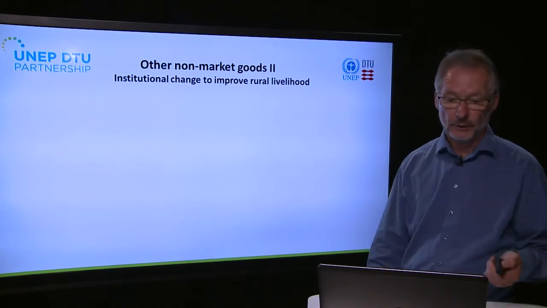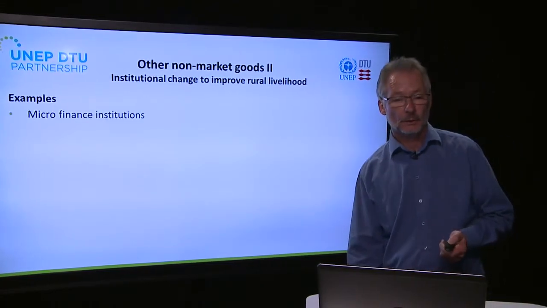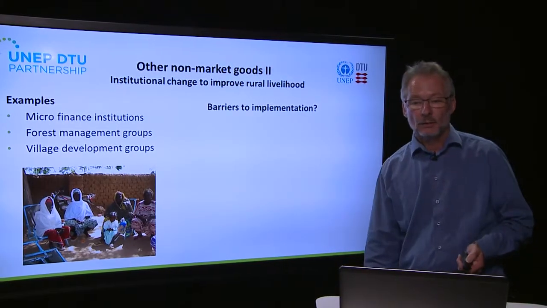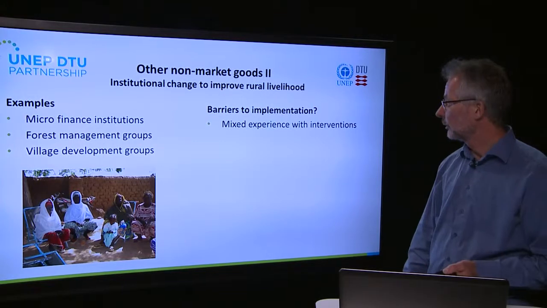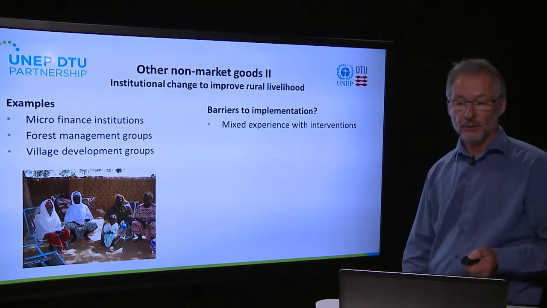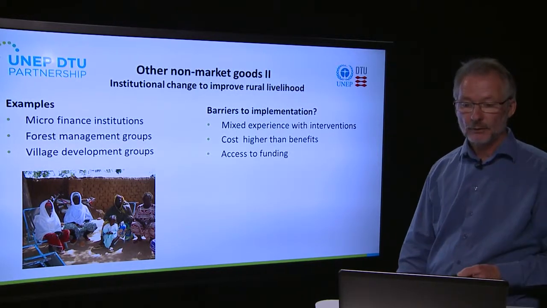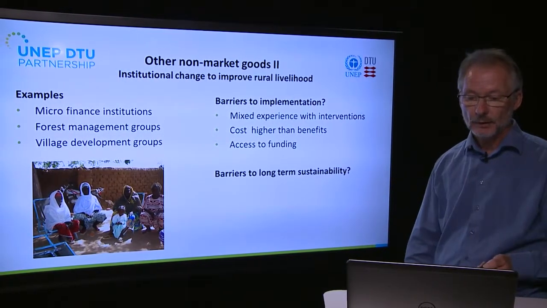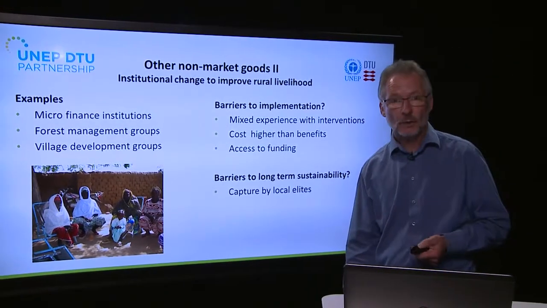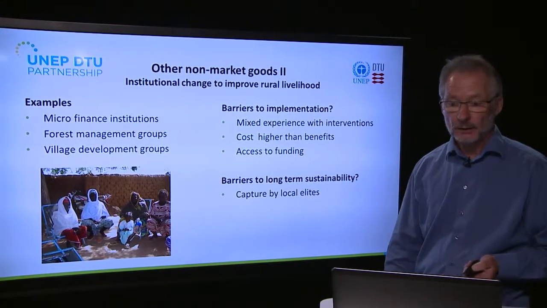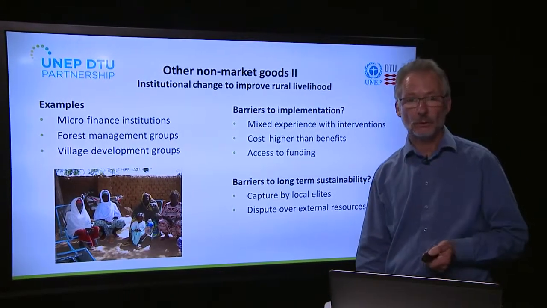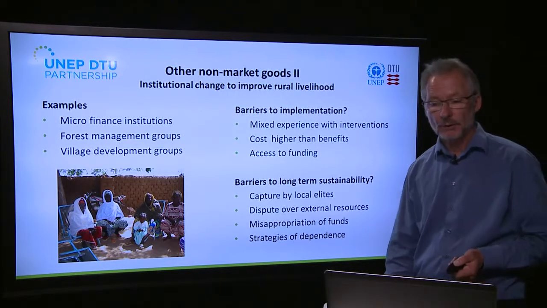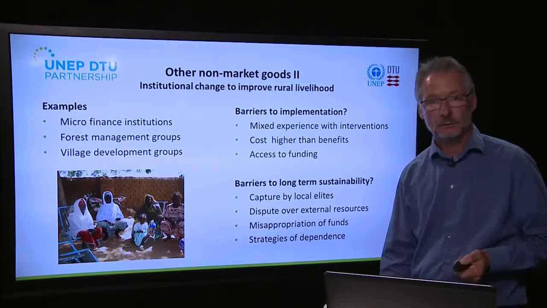Turning to the next subgroup, institutional change. Examples would be microfinance institutions, forest management groups, or village development groups. Barriers to the implementation of these technologies would be the mixed experience with interventions of this kind, that costs might be higher than the benefits, and it could be difficult to have access to funding of this type of technologies. Barriers to the long-term sustainability would, according to the literature, be capture by local elites. It could be dispute over local resources, it could be misappropriation of funds, and even strategies of dependence by the institutions.